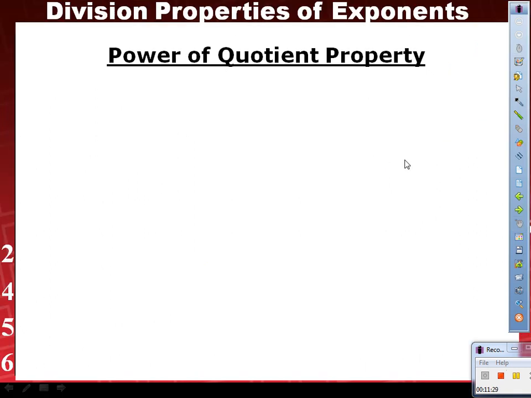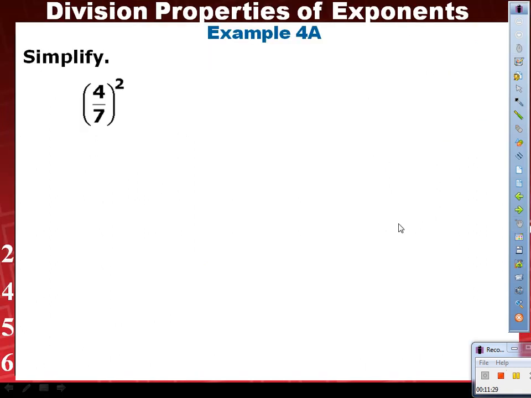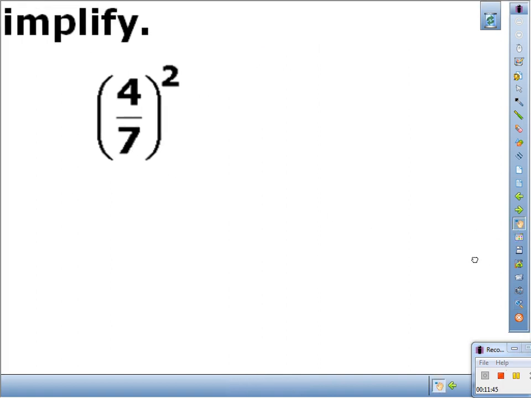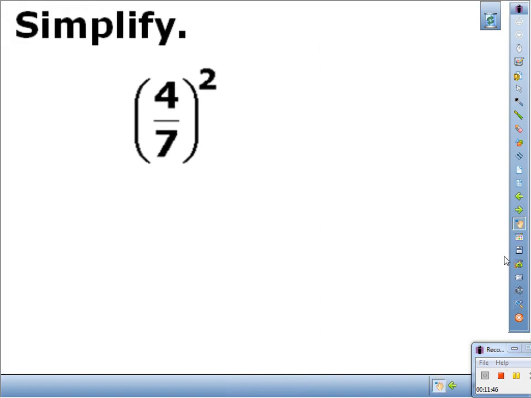Ready? Start with this one. Example 4a. You can fit it underneath that, and then after that one, we're going to do the other ones in the back of the paper. So copy this one, example 4a, and I'll give you a head start for this one, 20 seconds, so that you can do that one by yourself. Simplify, 4/7 raised to the second power. Copy that and go.